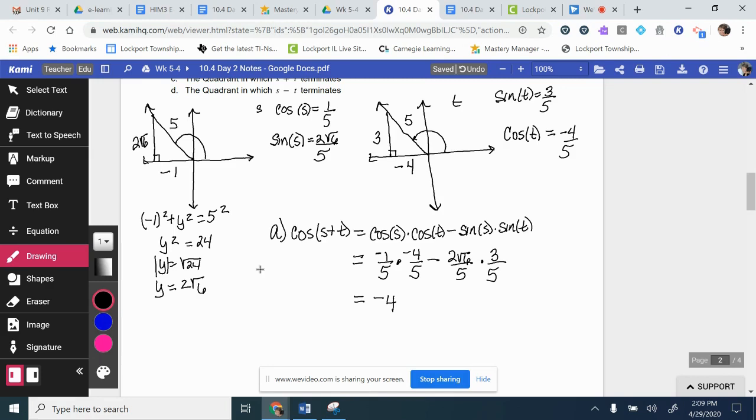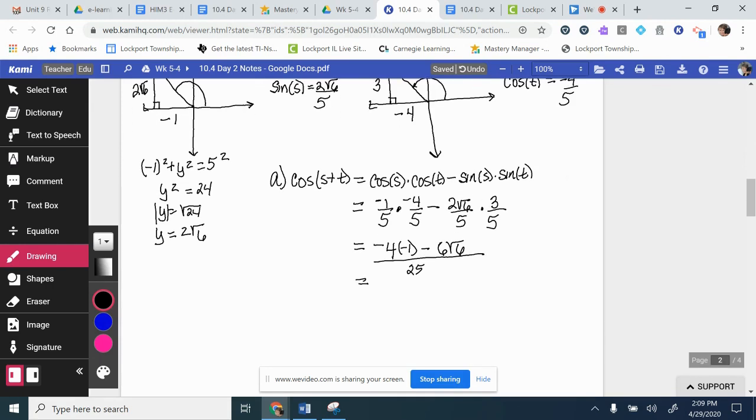Oh, I forgot my -1 here. -1. A -4 times a -1 minus 3 times a 2, which would be 6 root 6, all over 25. Tidying this up a bit, I have 4 subtract 6 square root 6 all over 25.